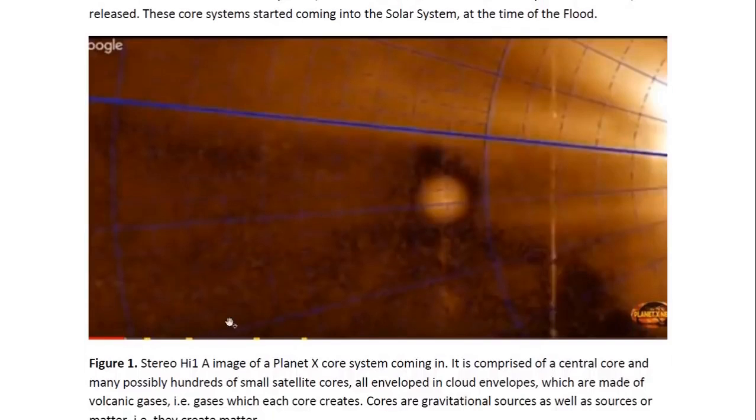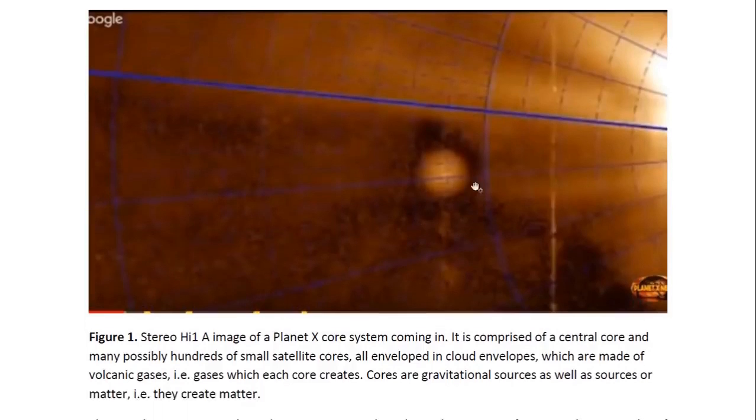And here you can see a stereo HIA image of a Planet X core system coming in, and it is comprised of a large central core and many, possibly hundreds, possibly even thousands of small satellite cores. You can see all of these here, all enveloped in cloud envelopes, which are made of volcanic gases, i.e. gases which each core creates.